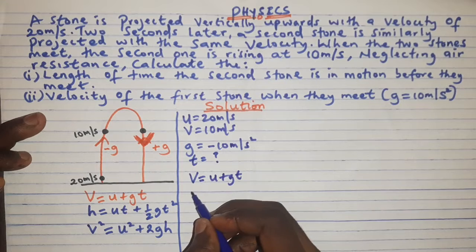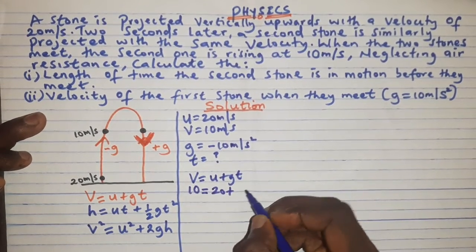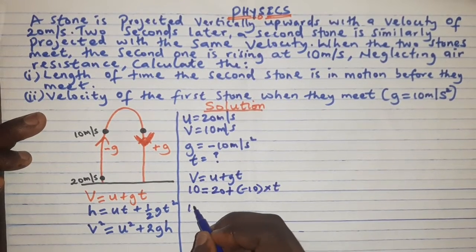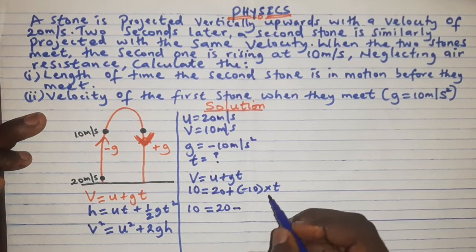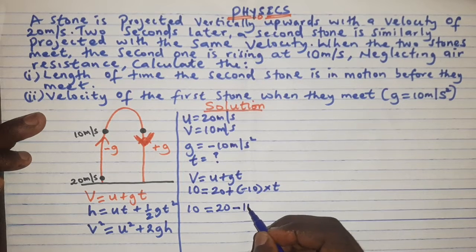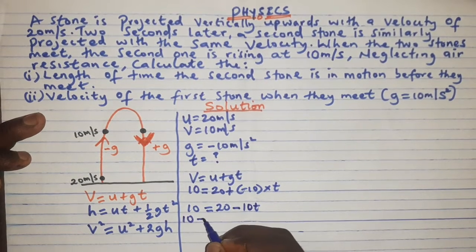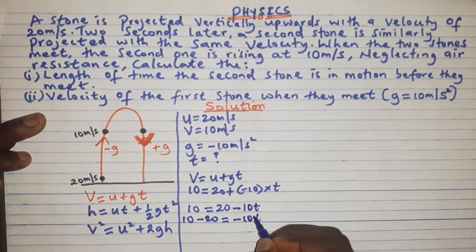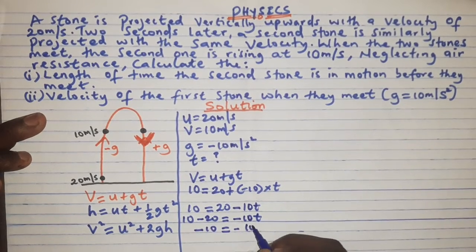Then, what's our v? 10. We see 10 equals, what's our u? 20, plus our g, minus 10, times t. So we have 10 equals 20 plus minus times minus 10 times t, which is 10t. Then collecting like terms, the plus 20 moves over to the left and becomes minus 20. So we have 10 minus 20 equals minus 10t. Then 10 minus 20 is minus 10. Minus 10 equals minus 10t.